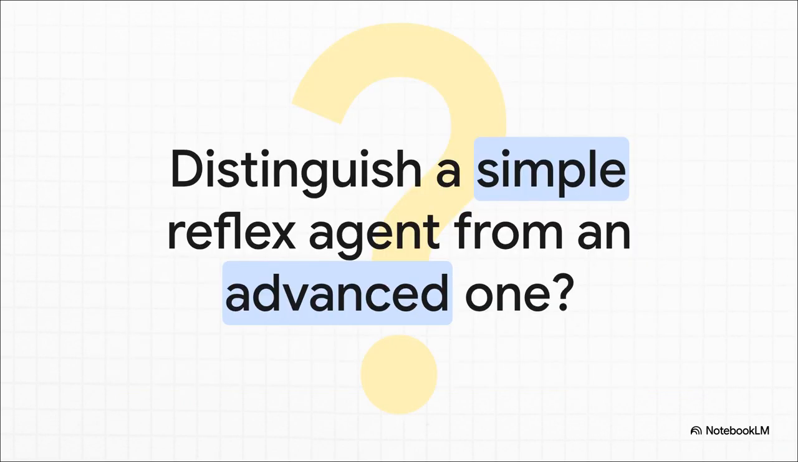But here's the thing, underneath all that hype, there's this really fascinating hierarchy of intelligence. And look, knowing the difference between these agents is the key to understanding what they can actually do versus what people are just promising they can do. So let's get into it.